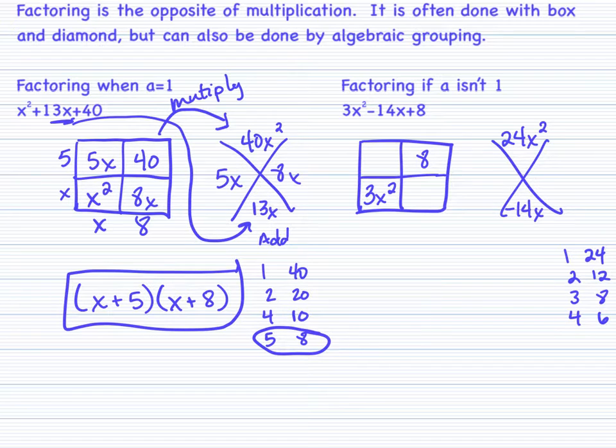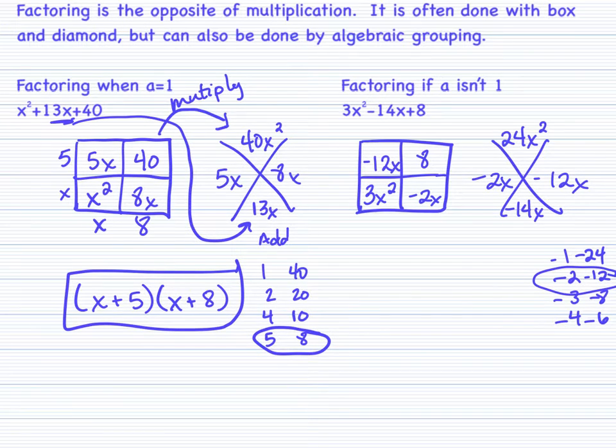If I have a positive number on top, I know that a positive times a positive equals a positive, and a negative times a negative equals a positive. So if this number is positive and this number is negative, that means that both of my side numbers are going to be negative numbers. So the pair that adds up to negative 14 is negative 2x and negative 12x. And those go in the boxes.